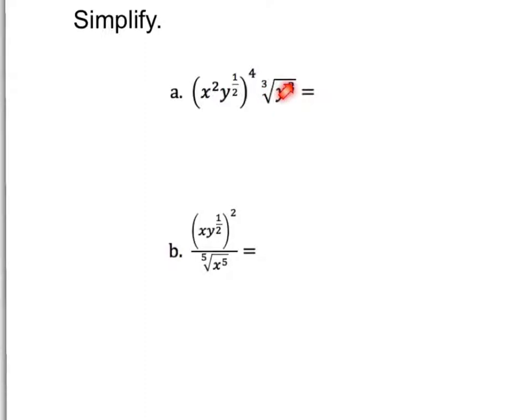So x squared to the 4th is x to the 8th. Y to the 1/2 raised to the 4th power, you multiply. So 1/2 of 4 is 2. And then we're multiplying that by y to the 3/3, which is just 1. So the final answer is x to the 8th, y to the 3rd.